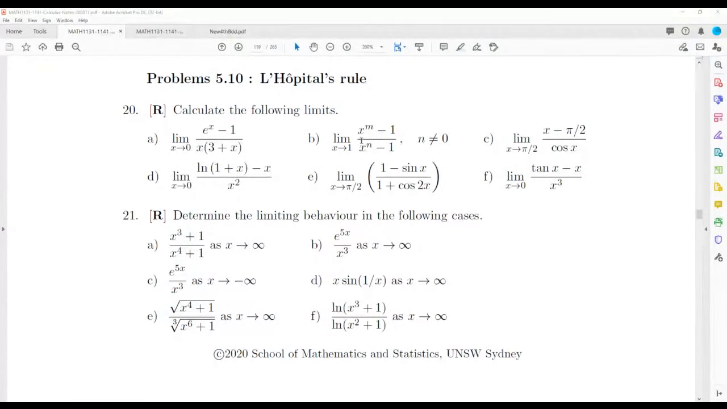Okay, so here we've got this limit, and we're told that n is non-zero, and x is approaching 1. So let's have a look at that. We kind of know that we're going to be using L'Hopital's rule, but let's do the analysis anyway.